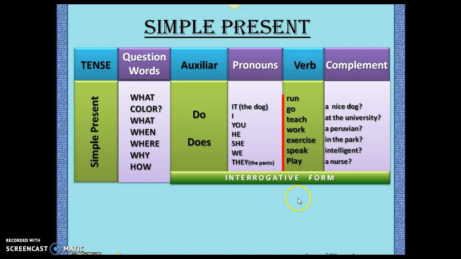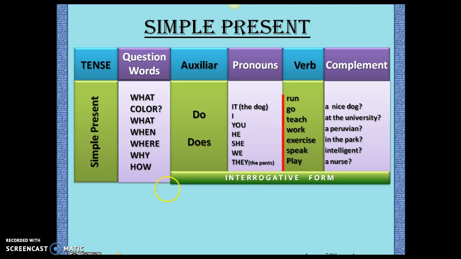When we write from the auxiliary on, for example, auxiliary, pronoun, verb, and complement, we are making a general interrogative sentence, okay? And when we start the sentence from the question word, we are writing a specific question, okay? We are asking for something specific. What color, what, when, asking for the time, where, when you ask for the place, why, when you ask for the reason, and how, when you ask for the manner, okay? Let's see.